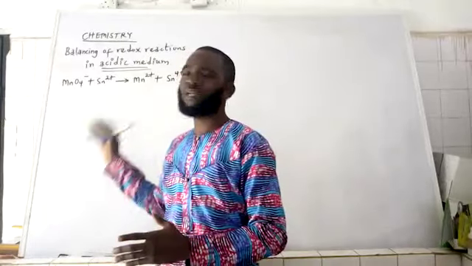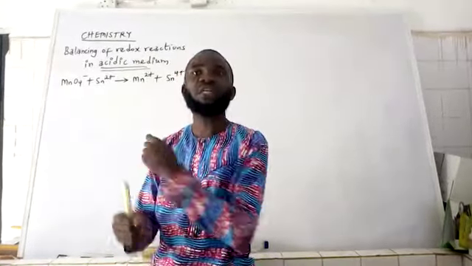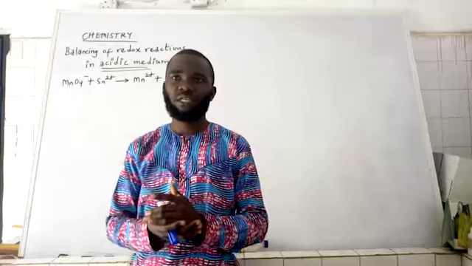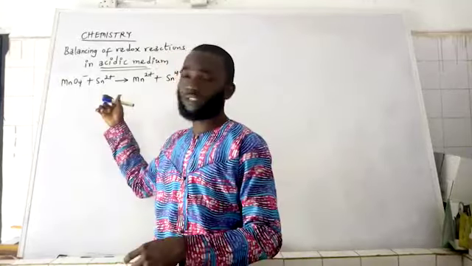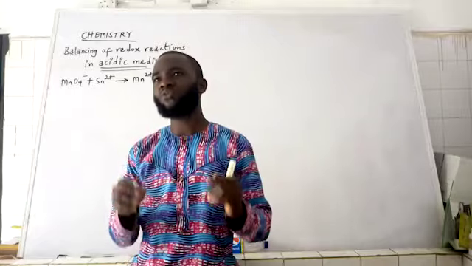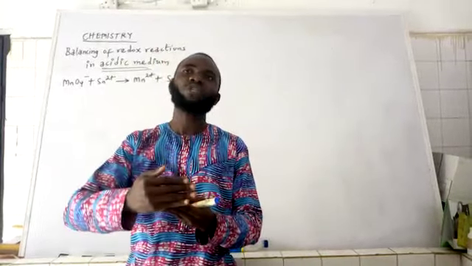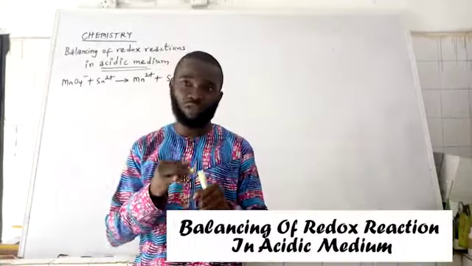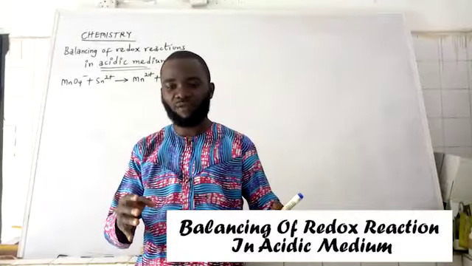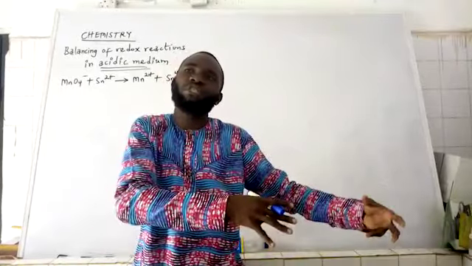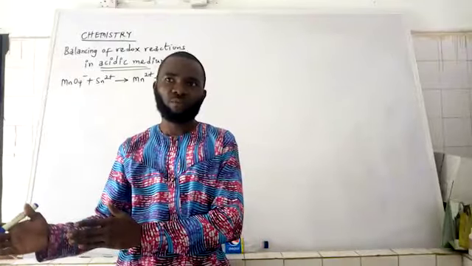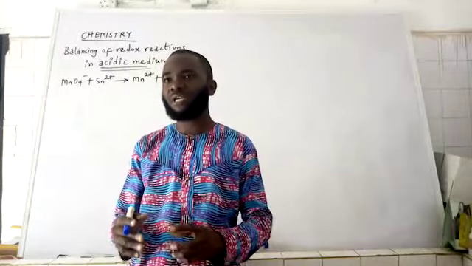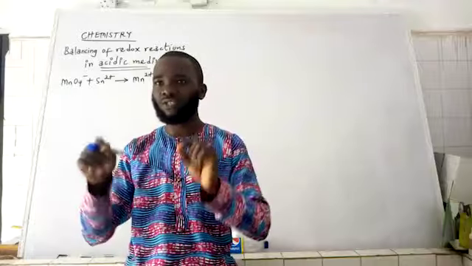So when we have a question like this, how can we balance this redox reaction in acidic and basic medium? There are a number of steps that we need to use before we can balance this equation. One is that we are going to identify the oxidation half equation and the reduction half equation, because this reaction involves oxidation and reduction. So we should be able to identify which atom or species has been oxidized or reduced. And we should be able to identify the oxidant, that is the oxidizing agent, and the reductant, that is the reducing agent.